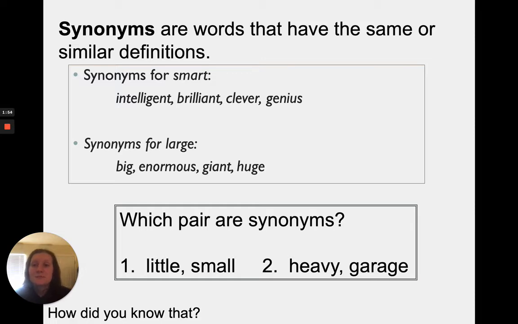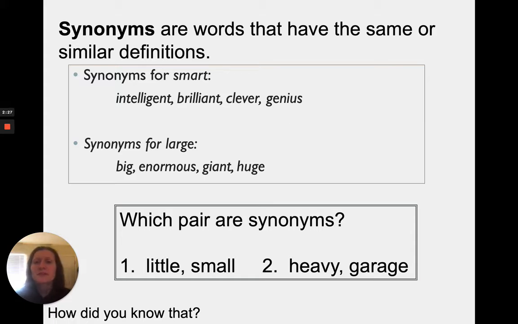So synonyms are words that have the same or similar definitions. So for example, synonyms for the word smart could be intelligent, brilliant, clever, and genius. So basically, if we had the word smart in a sentence, we could take any of these four words and we could interchange them, meaning we could swap out these words and the sentence would still mean the same thing.